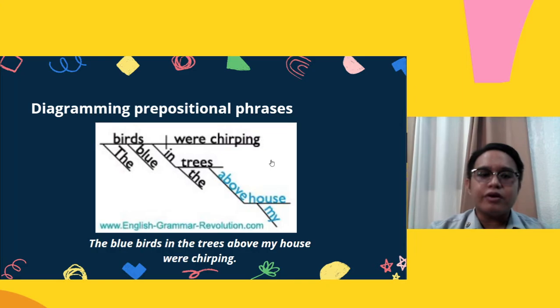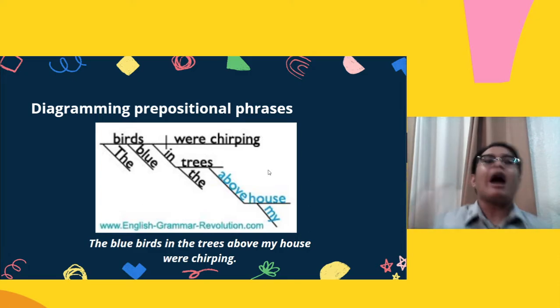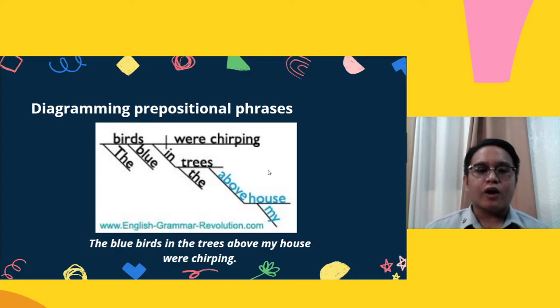Okay? Another prepositional phrase. Kani mas complicated, medyo nga gyud siya. So the sentence is, the bluebirds in the trees above my house were chirping. Okay? So the same thing gihapon, but here we have two prepositional phrases. We have in the trees and above my house. But if you look at the sentence, in the trees above my house, usa ra sila ka prepositional phrase.